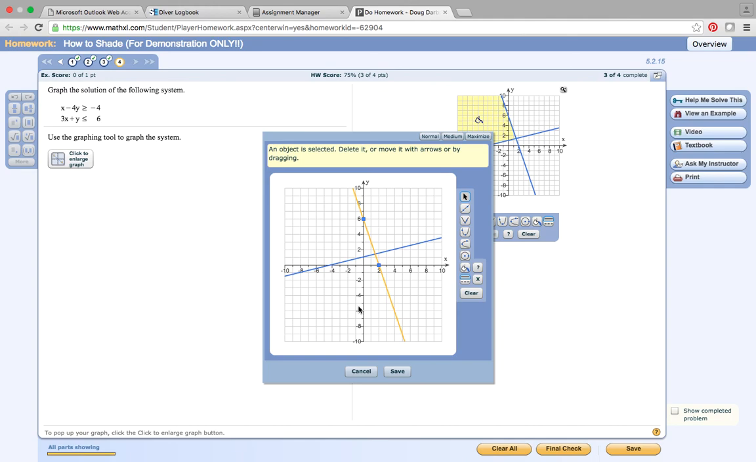All right, so let's just choose test points. Let's go 0, 0 and see if this is it. So is 0 greater than or equal to -4? It is. Is 0 less than or equal to 6? It is. So guys, I just screwed up.